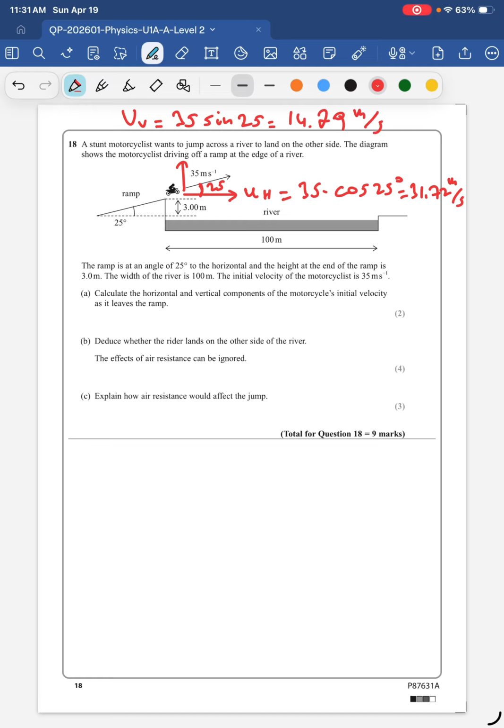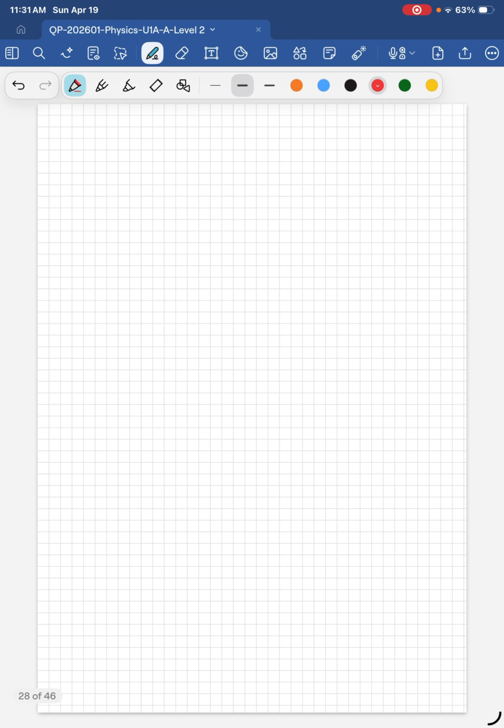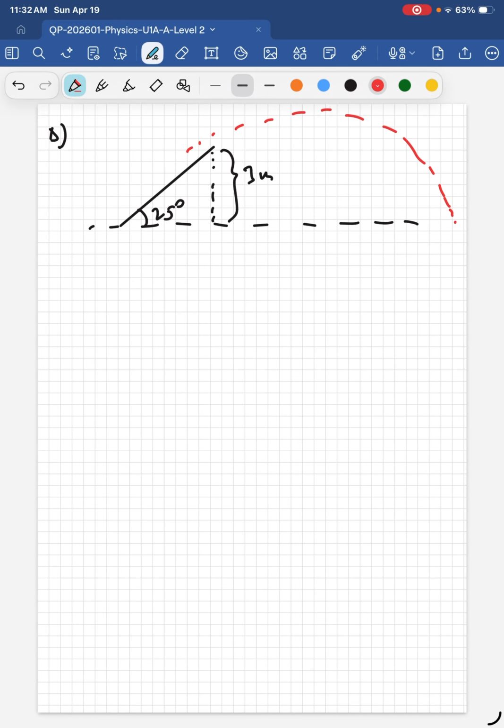Okay, part B, deduce whether the rider lands on the other side of the river. The effects of air resistance can be ignored. Okay, let's create a clean page, and this is part B. So it's a little bit of a weird problem in that we have a ramp. So let's draw the ramp over here. So that's 25 degrees. And this height is 3 meters. So the cyclist will fly off, but then it's going to land 3 meters down.